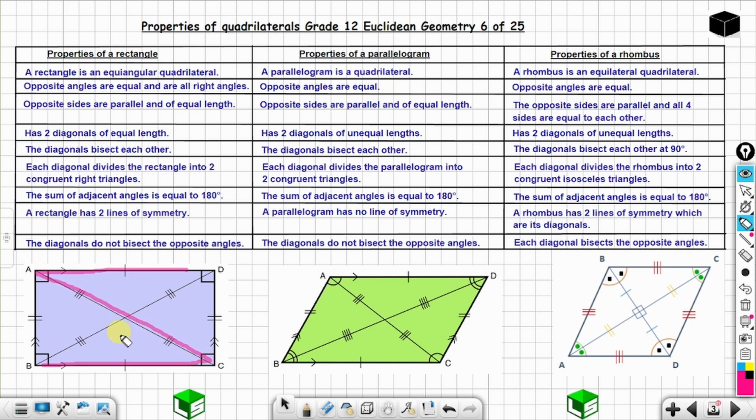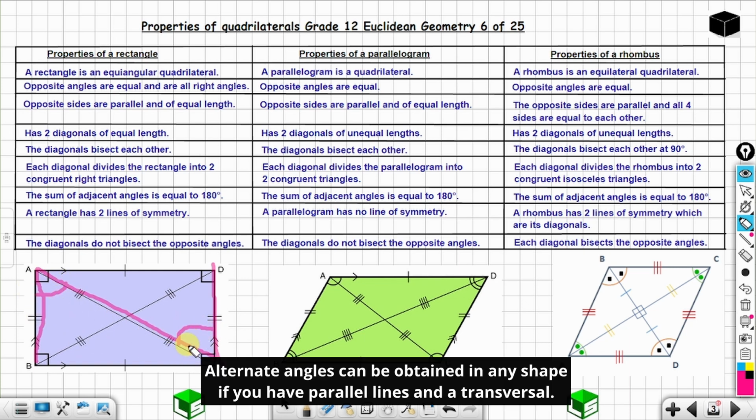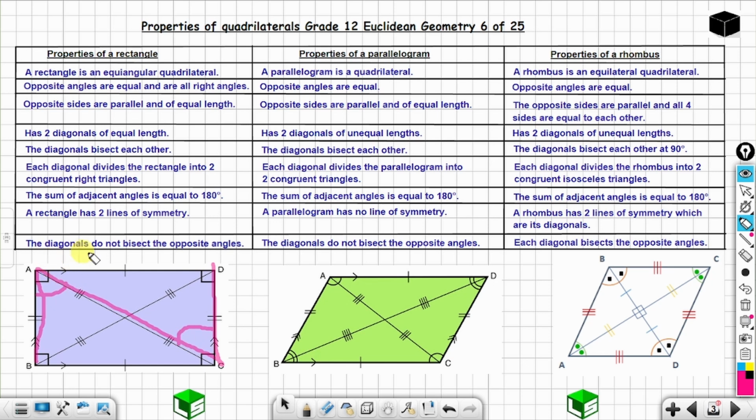Okay, alternating angles. Or you can do this. This side is parallel to this side. So this angle is also equal to this angle. Alternating angles. Or you can do this. This side is parallel to this side. So this angle is equal to this angle. Okay, alternating angles. You can play around to get your alternating angles, but you have to know that the diagonals do not bisect the opposite angles.